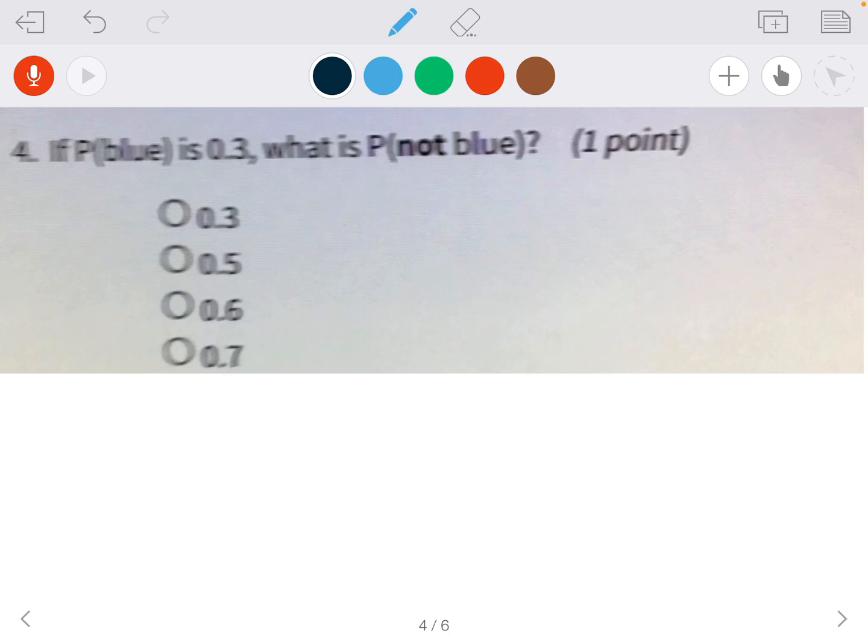All right, and then moving on to the next question. And I'm sorry that this is blurry. This is the probability of blue is 0.3 and not blue.